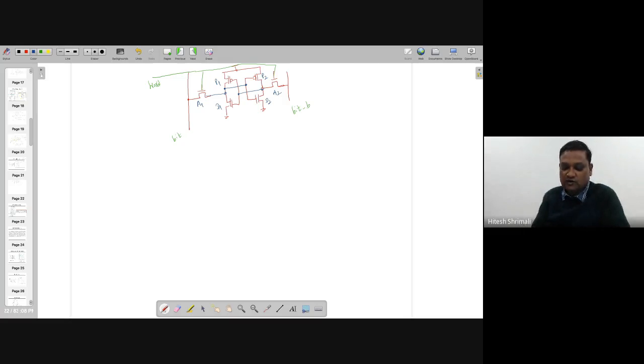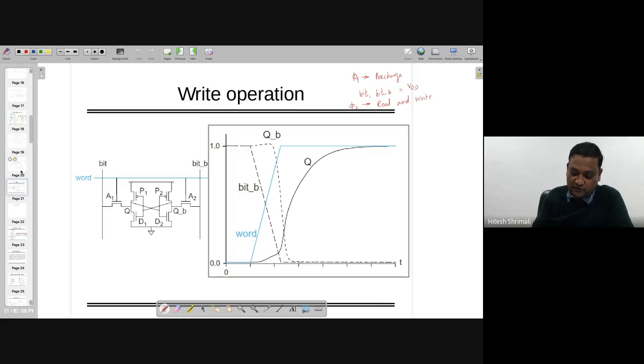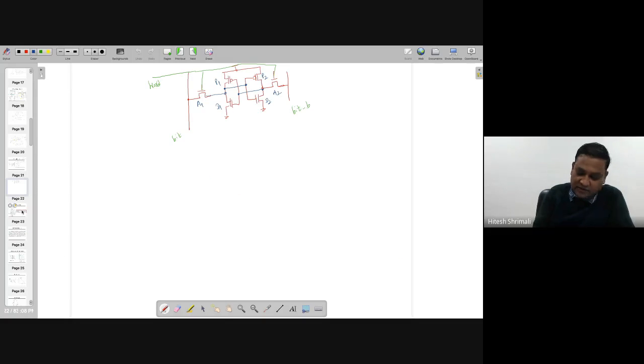Okay. So in the same circuit, I want to write down the value. So it's going to be written when word is going high, by the way. Before word is not going high, this is not going to happen. At that time, it's a pre-charge. Or you can say that before that, bit and bit bar are going to be logic 1. So bit bar and bit both are at logic 1, right? So this is going to be there.